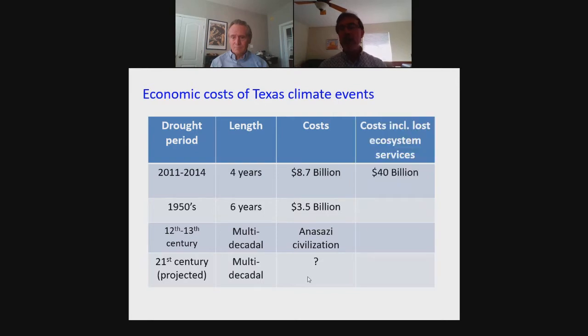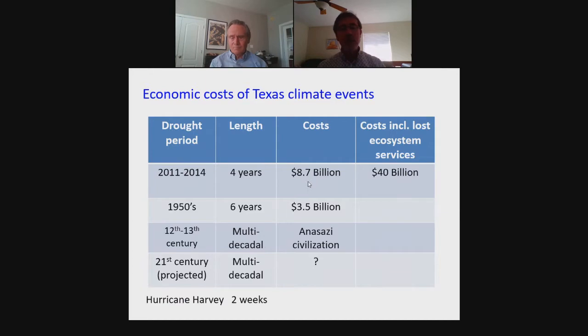Let's further consider those costs if we include lost ecosystem services. By ecosystem services, I mean, if we look at a forest, what kind of services do they provide? If we look at a tree, what does a tree provide for us? Habitat for creatures, food, shade, keeps soils from eroding, sequesters carbon, produces oxygen, filters water. These are all services that the ecosystem that tree is part of provides. Well, the cost estimates that are made, like this 8.7 billion, are simply based on livestock losses and agricultural losses. If you factor in the value of a tree, and that we lost 301 million trees during the 2011 drought, this actually becomes more like $40 billion.